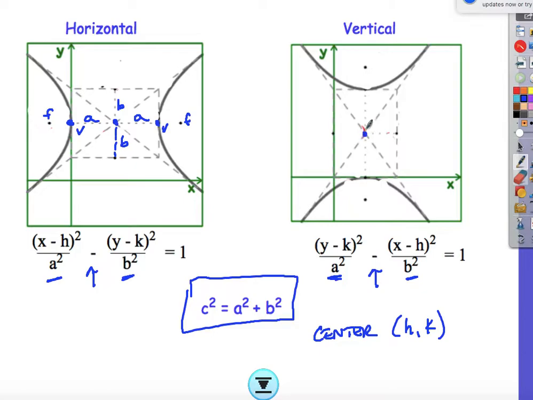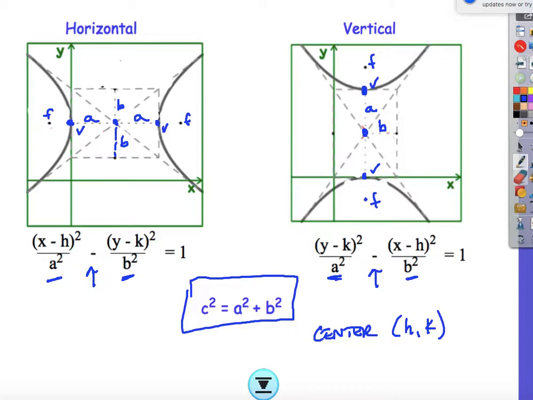Same thing over here. Here's your center. This is vertically aligned, so your vertices and your foci are going to go vertical. So then here's another vertex and a focus. A still goes from center to vertex. B goes from center to the edge of the minor axis. Those make up the box. Put your asymptotes diagonally through them. That's about it for hyperbolas.